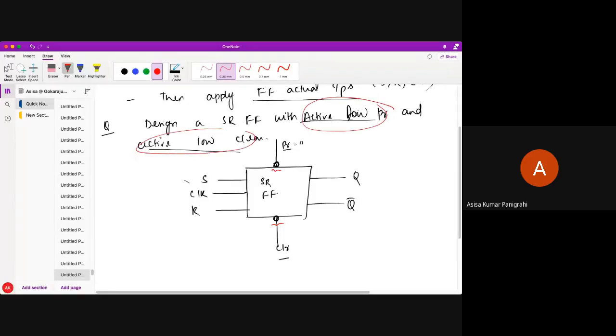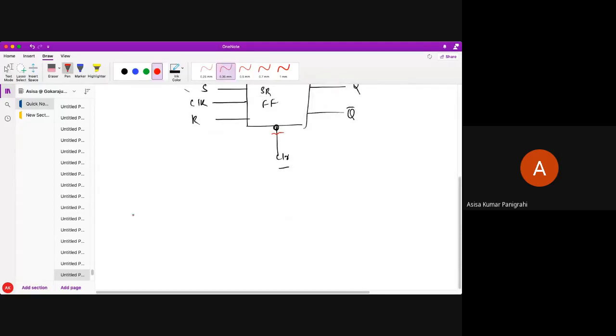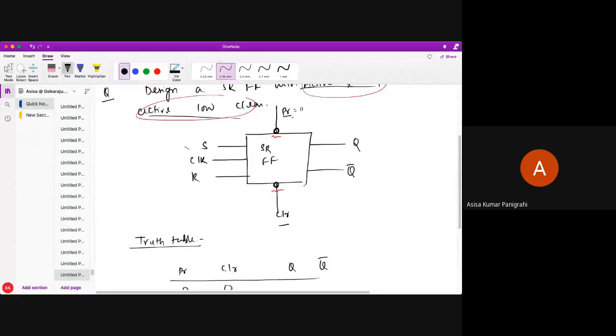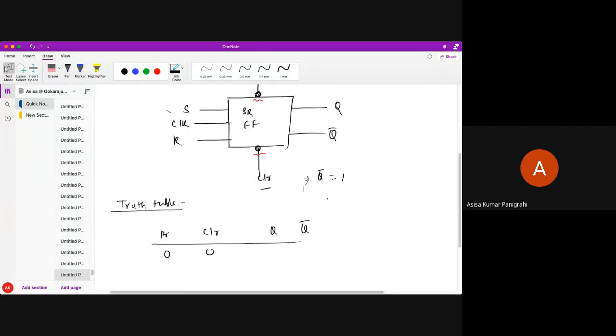Now what would be my truth table for it? My truth table will be very simple. It looks like this. I have told you what you have to take: preset and clear, Q and Q bar. In this case, if preset is 0 and clear is 0, what will happen? Since both are active low, preset equal to 0 will make my Q 1, and clear equal to 0 will make my Q bar 1. So we get an invalid initial state. Do you all understand?